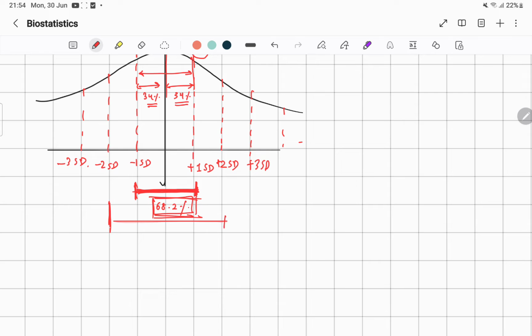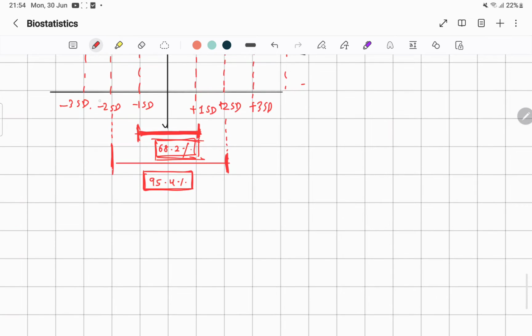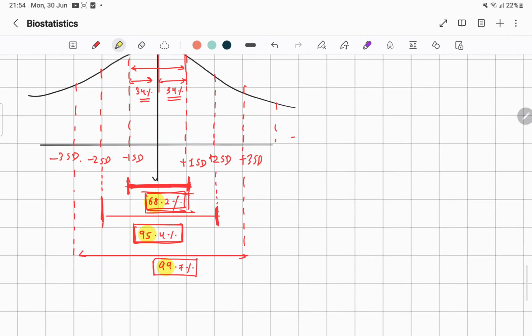Between minus 2 SD and plus 2 SD, 95.4% of population lie. And between minus 3 SD and plus 3 SD, 99.7% of population lie. So you can remember plus 1, 68; 95; 99.